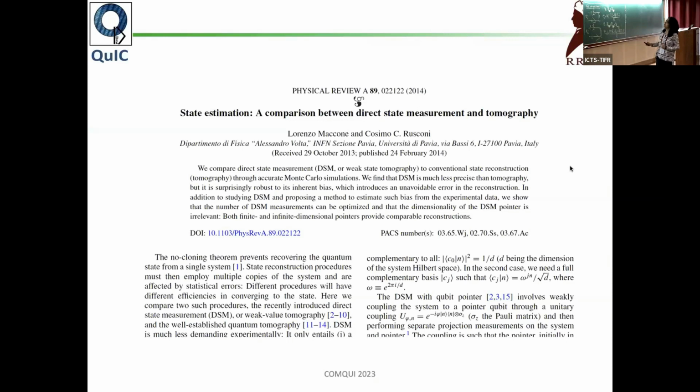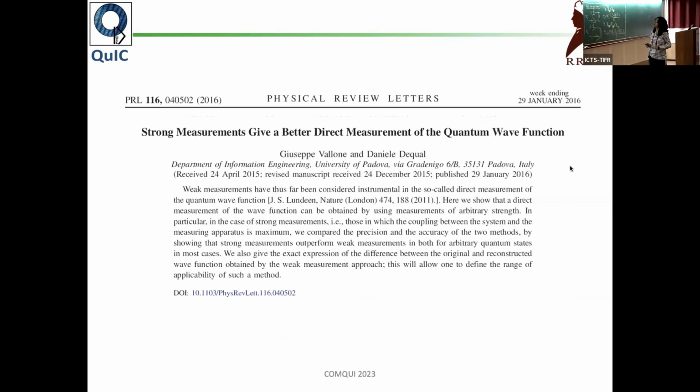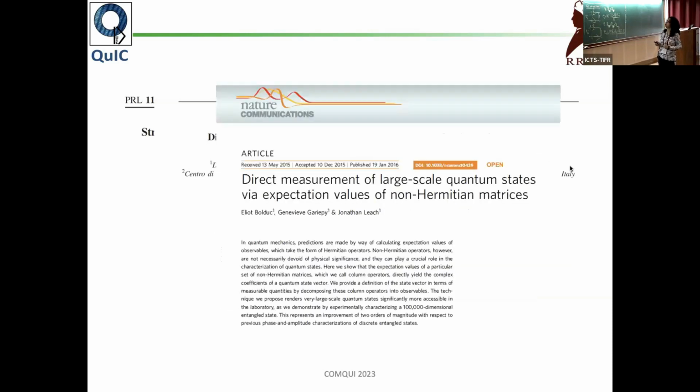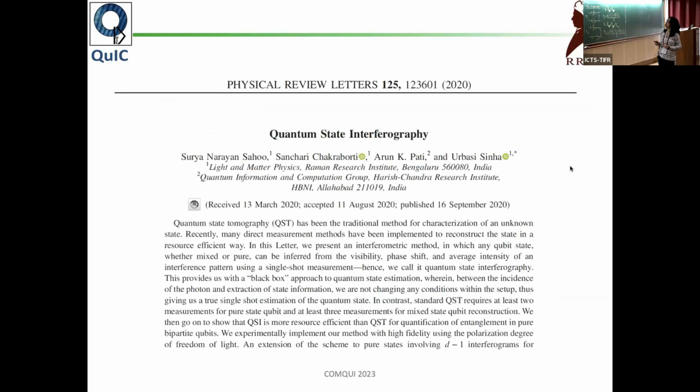Then these guys came up with a nice comparison between direct state measurement and tomography and went on to show that there's a lot more error in this than that. They concluded that it is not as good as tomography, and they left it at that. So you need something better than that. The answer came from these guys, who said strong measurements give a better direct measurement of the quantum wave function. As opposed to weak, you go to strong. This was also a nice paper followed by experiments using strong measurements. So this is the history.